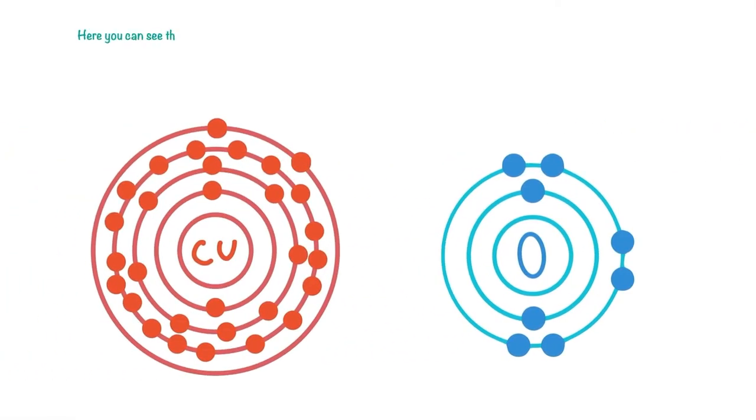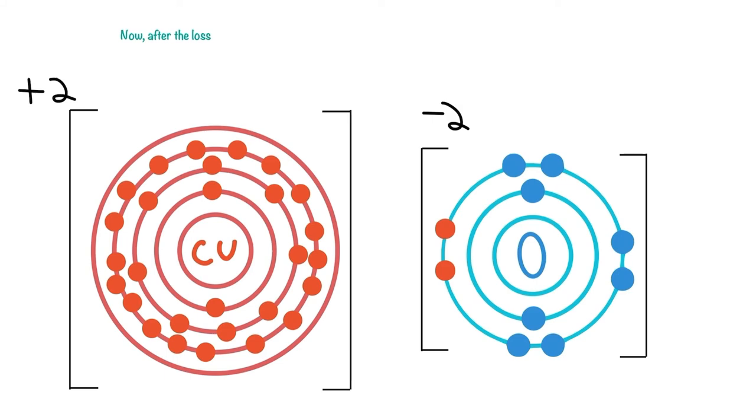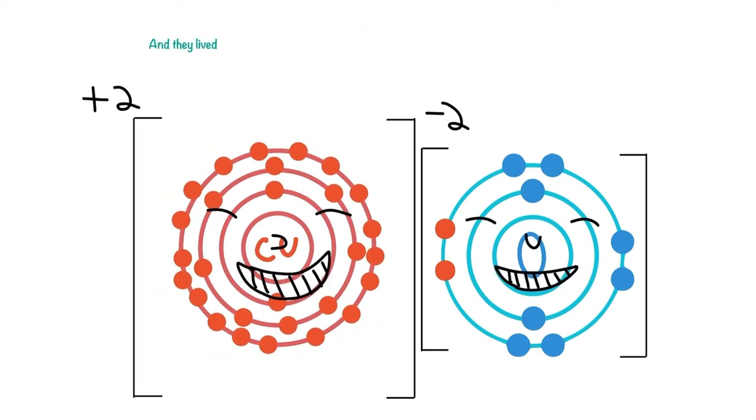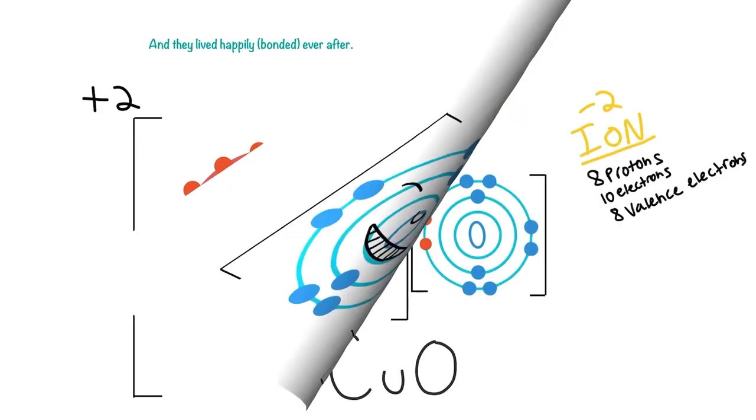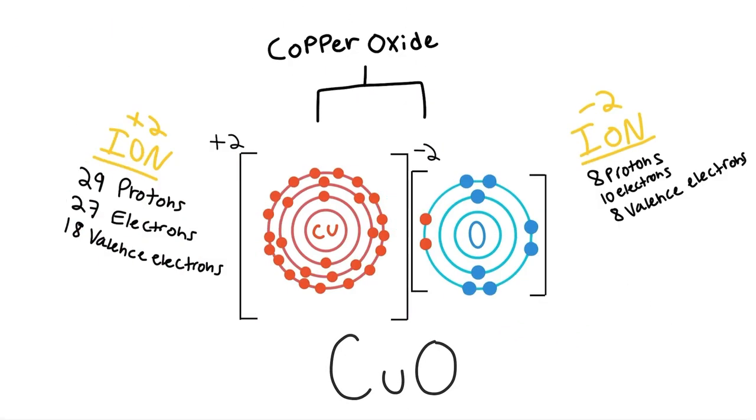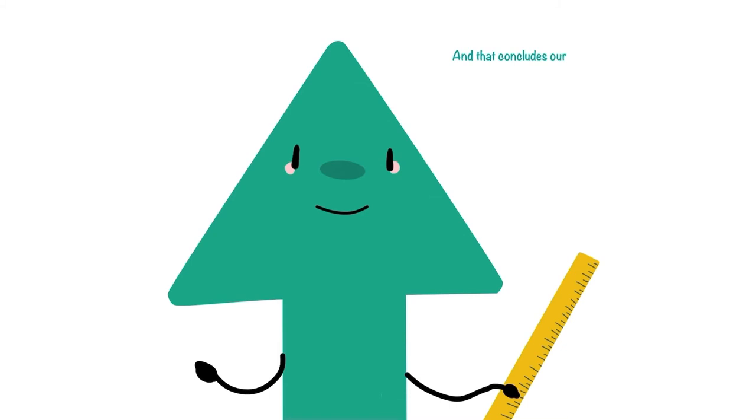Here you can see the copper atom transferring its 2 extra electrons onto oxygen's valence shell. Now, after the loss and gain of electrons, each atom claims their own ionic charge, and they lived happily bonded ever after. And that concludes our first story.